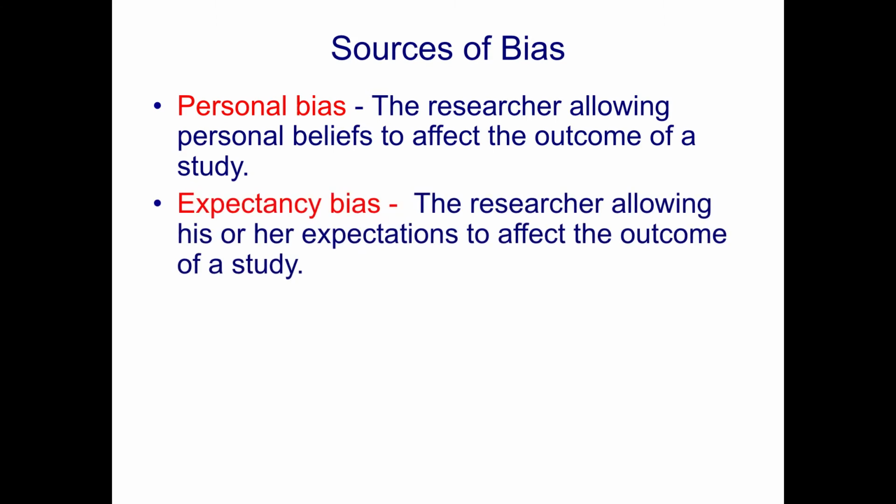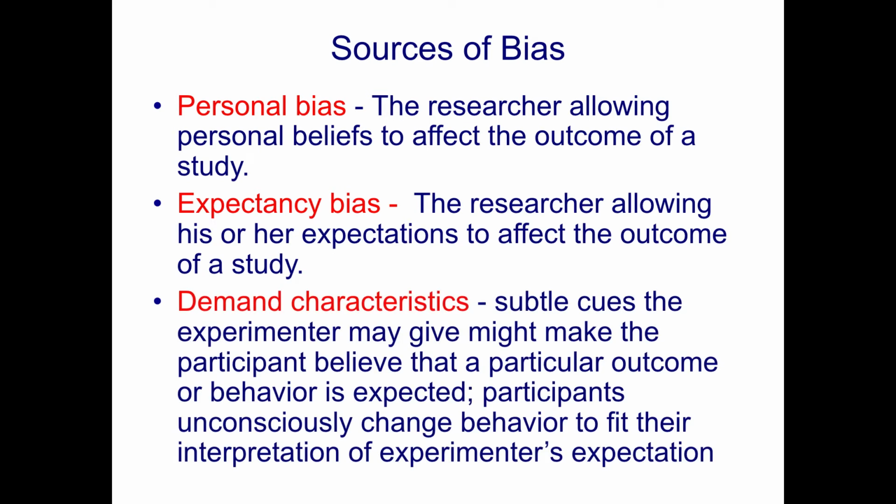Expectancy bias you saw at work in the video that you watched with the smart rats and the dumb rats. The group of researchers who worked with the rats labeled as smart expected those rats to act differently, even though they were just your run-of-the-mill rats. There wasn't anything special about them, right? It led them to handle the rats in such a way that actually led that group of smart rats to outperform the, quote, dumb rats.